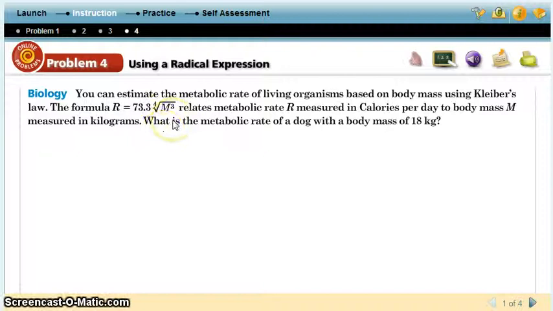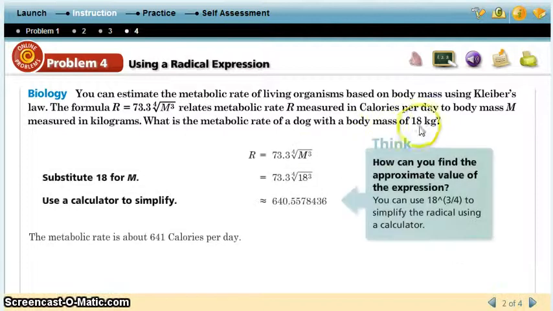Basically, eliminate all the stuff in here that just doesn't seem to make sense to you. You've got your formula. R is the metabolic rate in calories, and m is our body mass in kilograms. Well, they give us body mass. They tell us that this dog is 18 kilograms. So all you have to do is substitute the 18 in for m. We're just trying to find out the metabolic rate. So put 18 in place of m. Super easy. And then simplify.